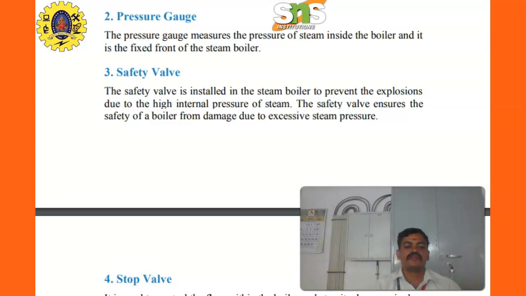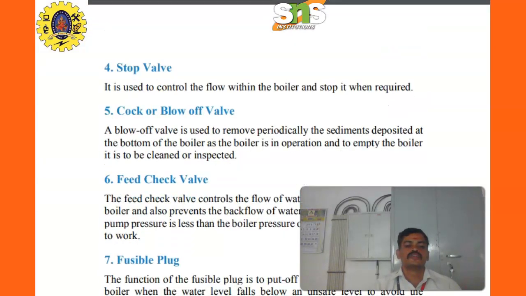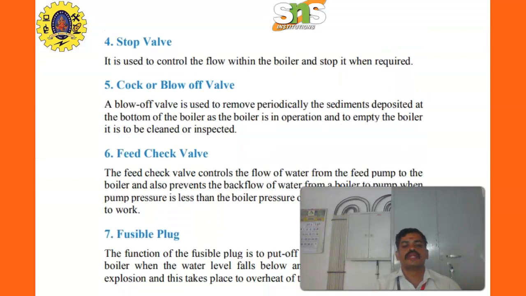Next one is the stop valve. It is used to control the flow of steam from the boiler and stop it when required. The blow off cock or blow off valve. The blow off valve is used to periodically remove the sediments deposited at the bottom of the boiler. When the boiler is out of operation and empty, it is to be cleaned or inspected.